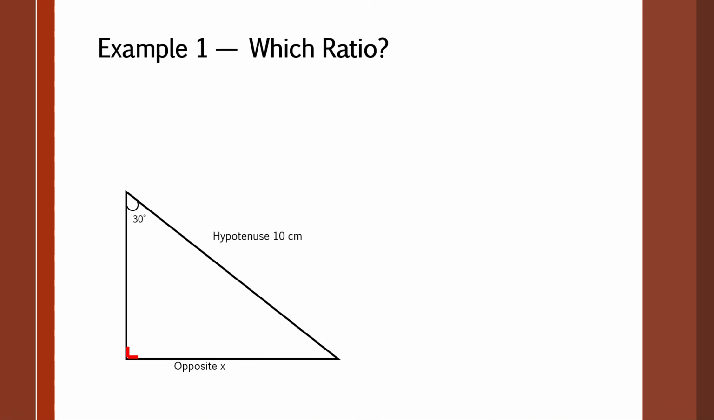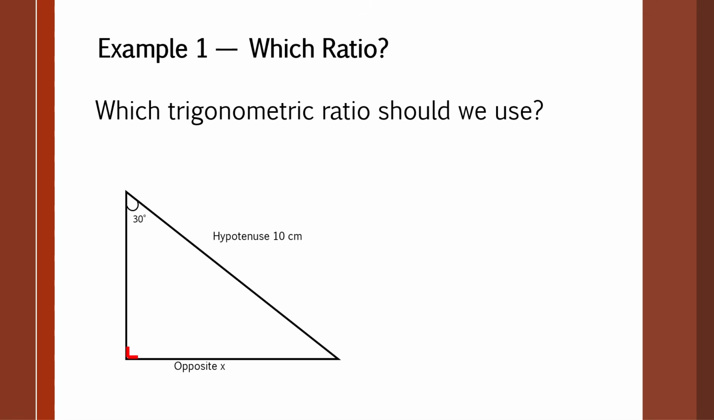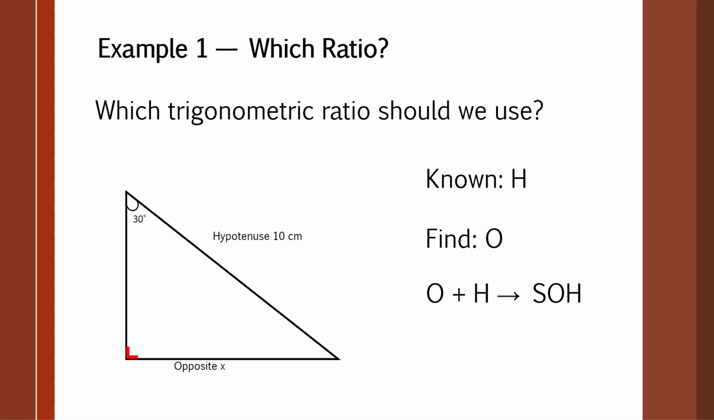Let's look at example 1. Which trigonometric ratio should we use? We know the hypotenuse, so we have H. We want to find the opposite side, so we have O. We are using O and H. O and H are in SOH, so we use sine.